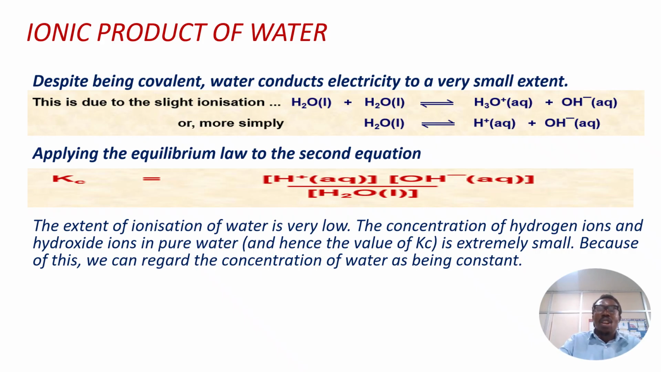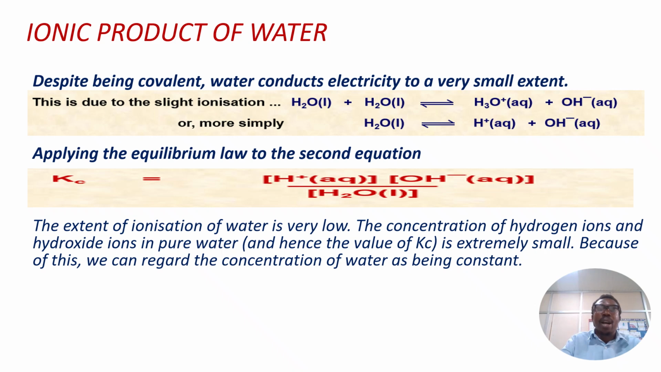As an acid. So it's an amphoteric substance. Now, despite being covalent, water is a covalent molecule. Water conducts electricity to a very small extent. So it ionizes in solution to generate what? Hydroxonium ion and hydroxide ion.